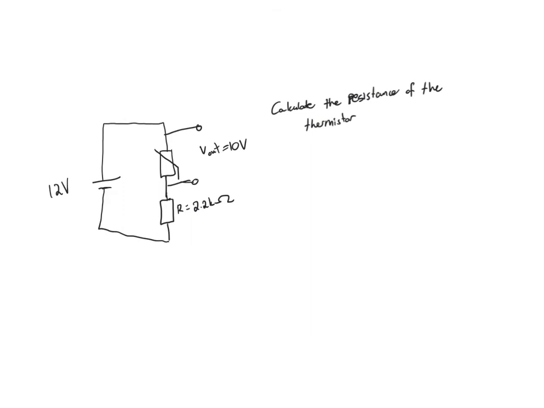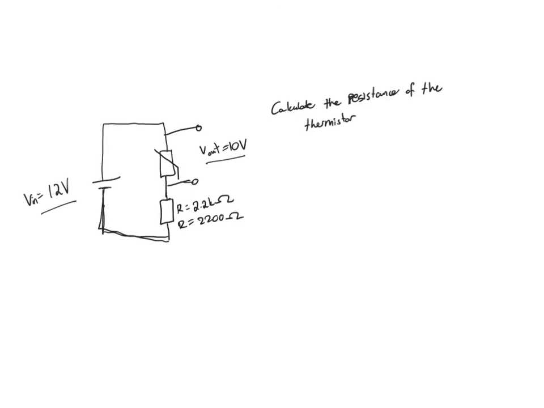Okay, so we have this diagram. It has a thermistor and a resistor in series, and the V out of this potential divider circuit is across the thermistor. It gives us the values for V in, which is 12 volts. It gives us the value for V out, which is 10 volts, and it also gives us the resistance of this fixed resistor, which is 2.2 kilo ohms, or otherwise 2200 ohms.